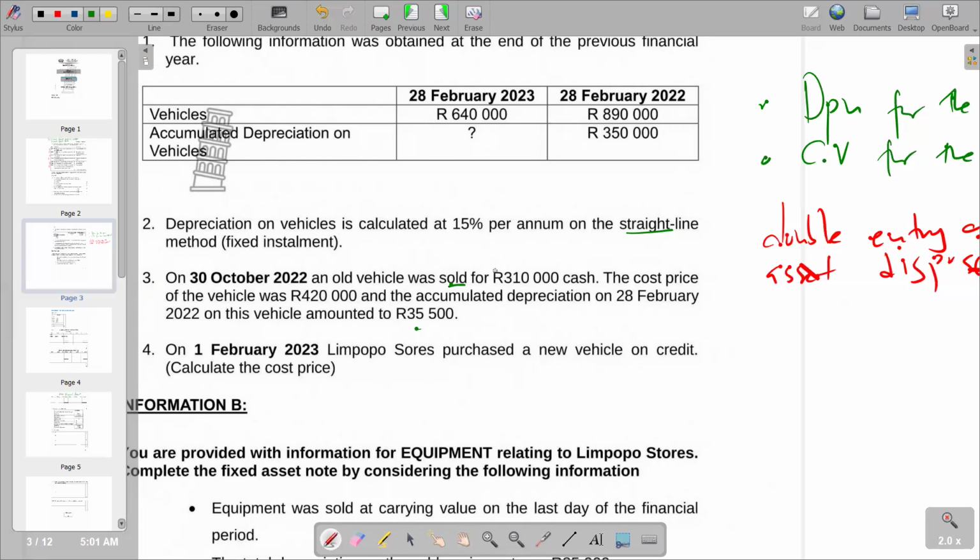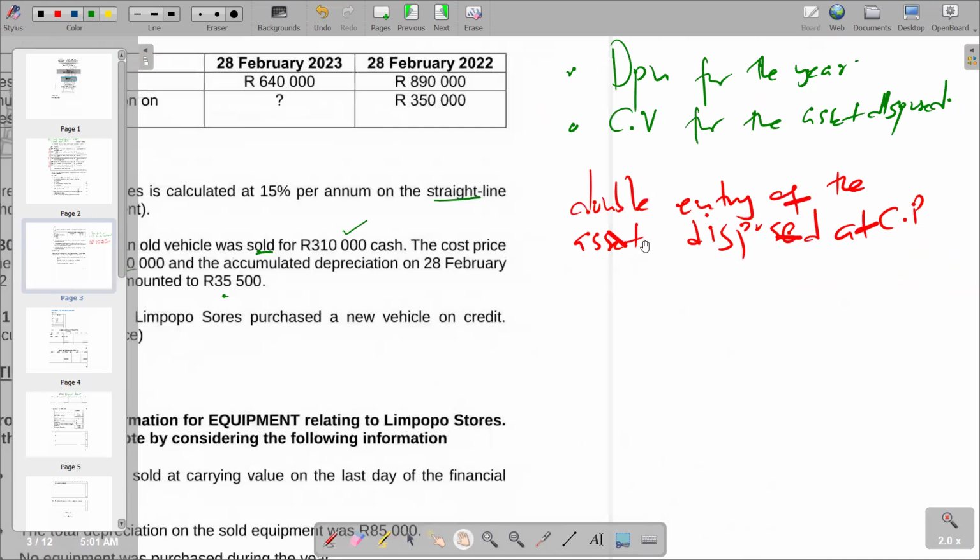It was sold for 310,000 cash, but the cost price of the vehicle was 420,000. This is the cost price. Remember, this 420,000 is inside the value that we have at the beginning, which is 890,000. So we need to remove this non-current asset, which is vehicles, which was sold, from our books because it is no longer in our business, so it has to be removed. We remove it by making a double entry of the asset disposed at cost price.